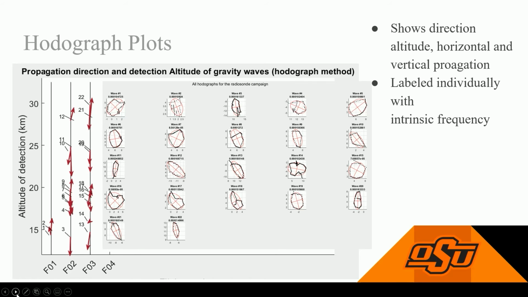Once we have all these gravity waves detected, we can plot all of the hodographs at once, so we can just compare them. We can also get the detection altitudes and the propagation direction of each gravity wave. So the graph on the left will show the propagation direction. North is the upward arrow direction. Another thing we can get is the intrinsic frequency, which is denoted by the length of the arrows on the left, as well as that second line in the title.